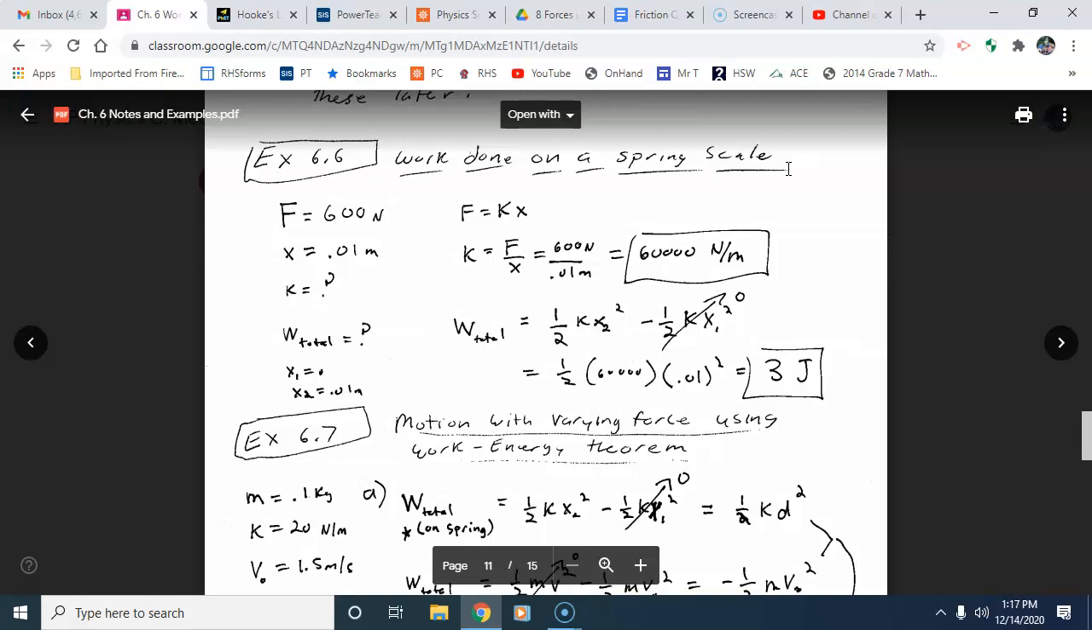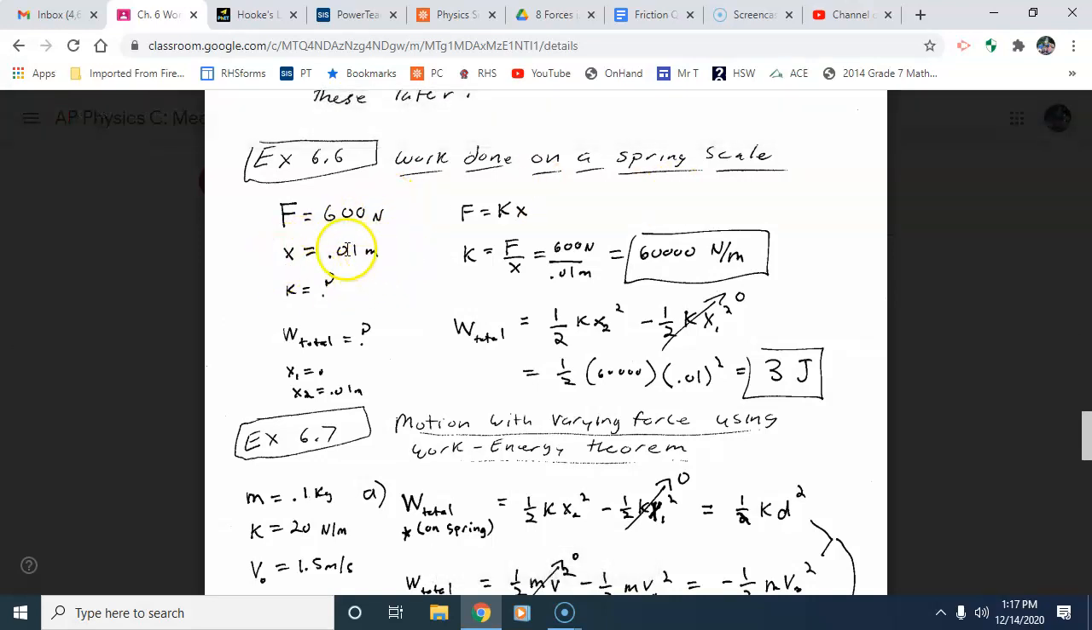It says a woman weighing 600 newtons steps on a bathroom scale that contains a stiff spring. In equilibrium, the spring is compressed 1 centimeter under her weight. Find the force constant of the spring and the total work done on it during the compression. All right, so we're given the force needed to compress it. We're given the distance compressed, and it started from equilibrium.